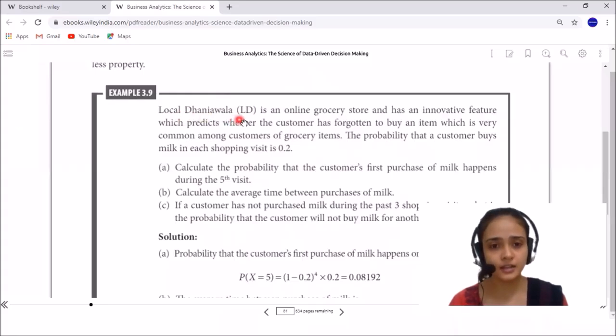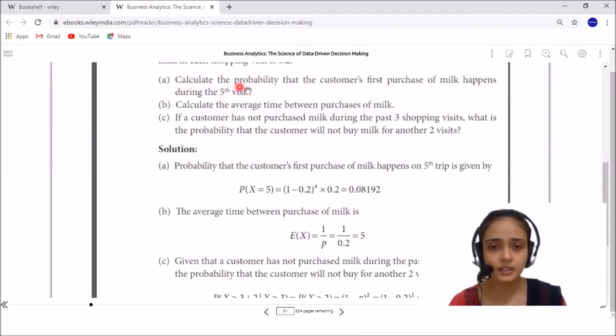That is the Local Dhaniawala, that is LD, is an online grocery store and has an innovative feature which predicts whether the customer has forgotten to buy an item, which is very common among customers of grocery items. So the probability that a customer buys milk in each shopping visit is 0.2. So the probability is given, that is 0.2. So you have to calculate the probability that the customer's first purchase of milk happens during the 5th visit. It means I want to find the probability at point exactly equals to 5. It means probability of x is equals to 5.